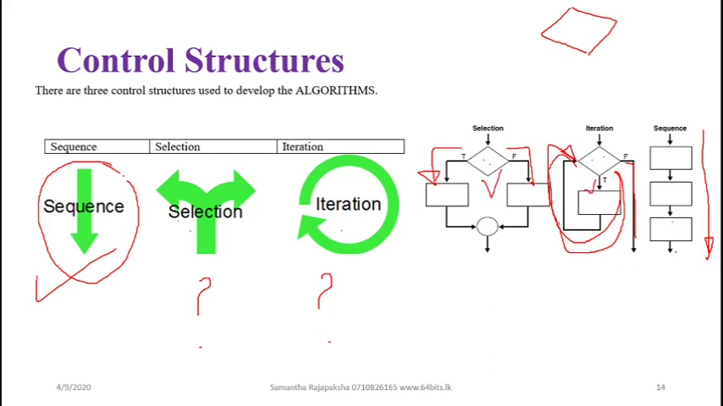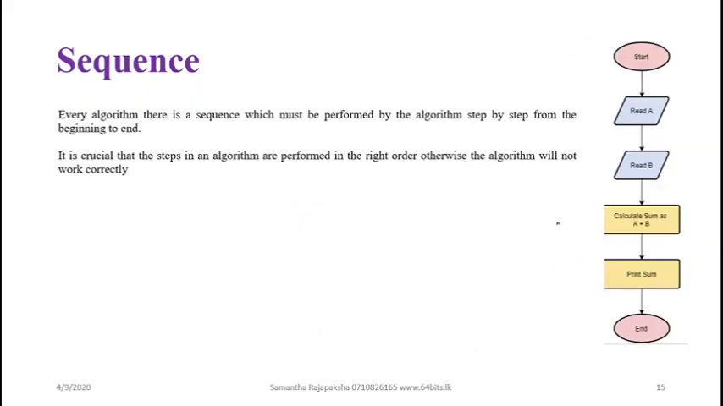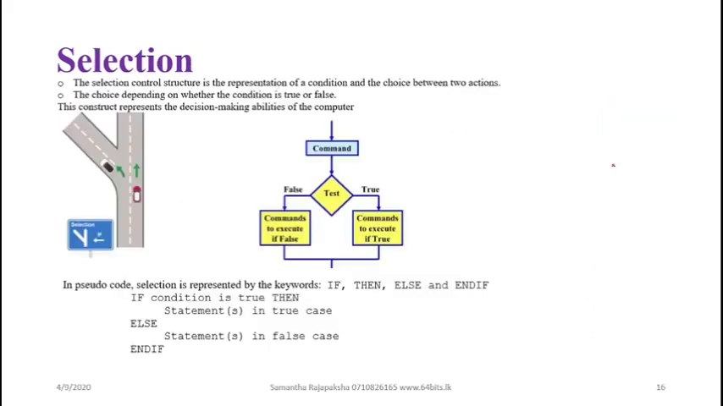Now we'll discuss a little bit about these three in more detail. Sequence, as I mentioned earlier, every algorithm has a sequence that is represented by this arrow. So here the sequence is from beginning to end in this order. In every algorithm there must be a sequence, because order is very important in the algorithm. But selection may be there, may not be there.